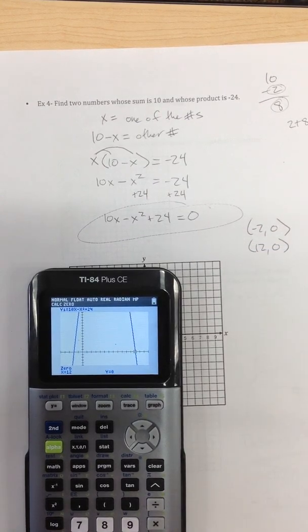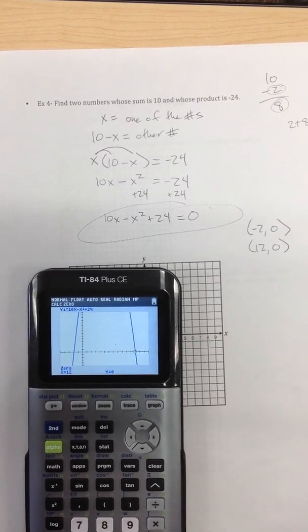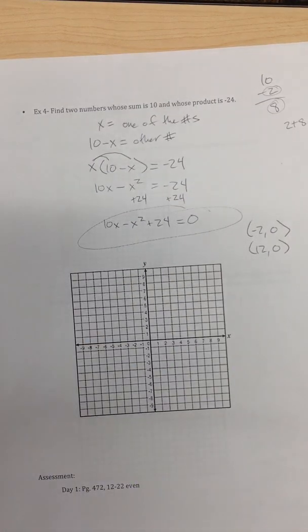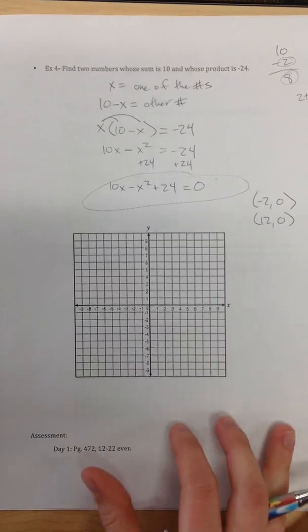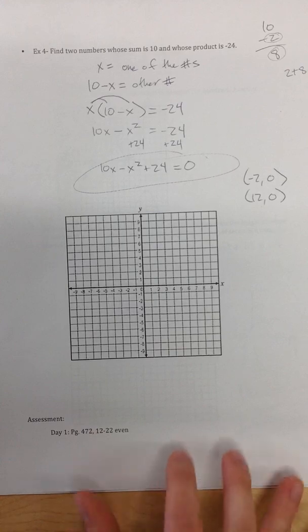Since our question was originally asking for numbers that would add together to be 10 and multiply to be negative 24, well, negative 2 and 12 do add together to be 10, and they do multiply to be negative 24. So our 2 numbers there would be negative 2 and 12. Okay? Now if it asks you to graph it, which it doesn't necessarily in this one, you can just use your table and graph that out.